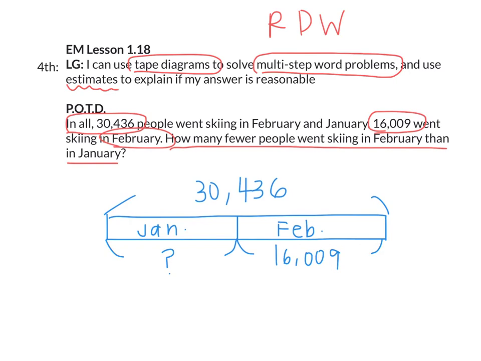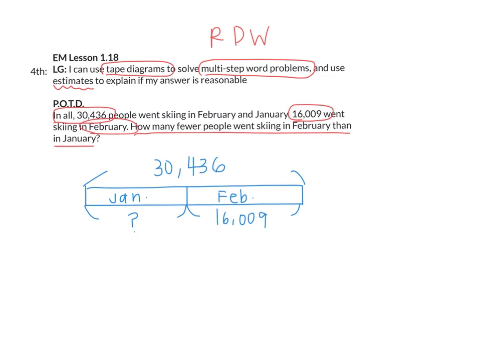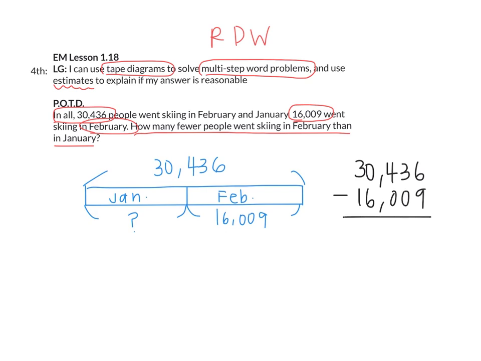So with this tape diagram drawn, how can we write an equation that will help us find out how many people went skiing in January? Anshul? 30,436 minus 16,000. Very good. This will help us find out how many people went skiing in January. Go ahead and do the math. So when we do the math, we get 14,427.